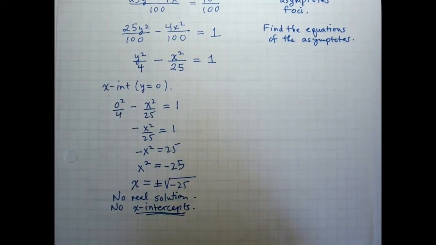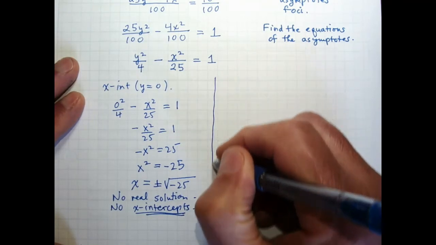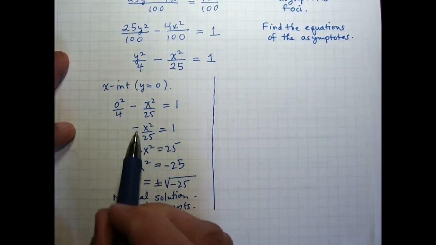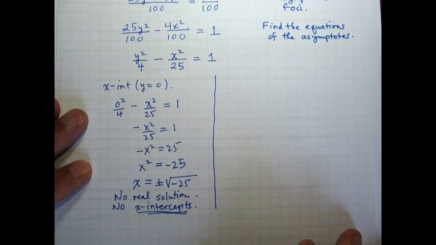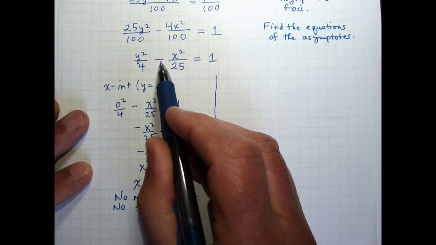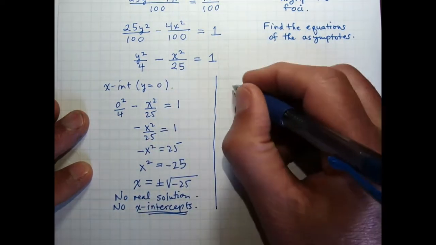On the graph of this hyperbola, you do not have to write out those steps if you learn to recognize that there are going to be no x-intercepts just from the equation, right? Because we know that minus sign is in front of the x squared.